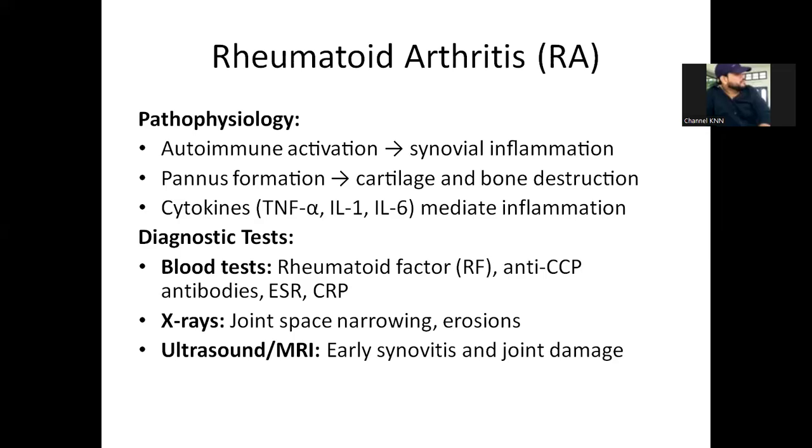And through X-rays, we will check for joint space narrowing. If any narrowing is there in the joint spaces, or if any erosions are there, we have to check with X-rays. And we will also do ultrasound and MRI scans to know if any synovitis or joint damage is there or not.